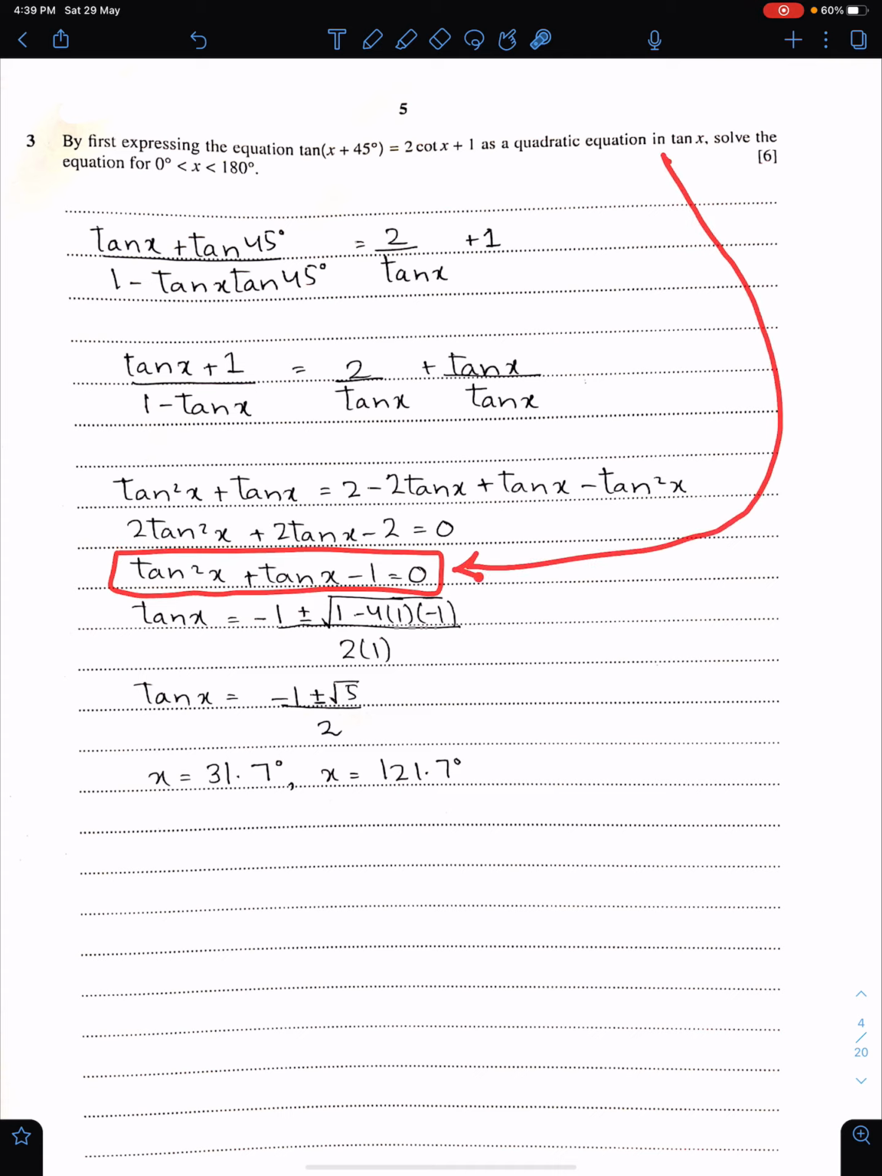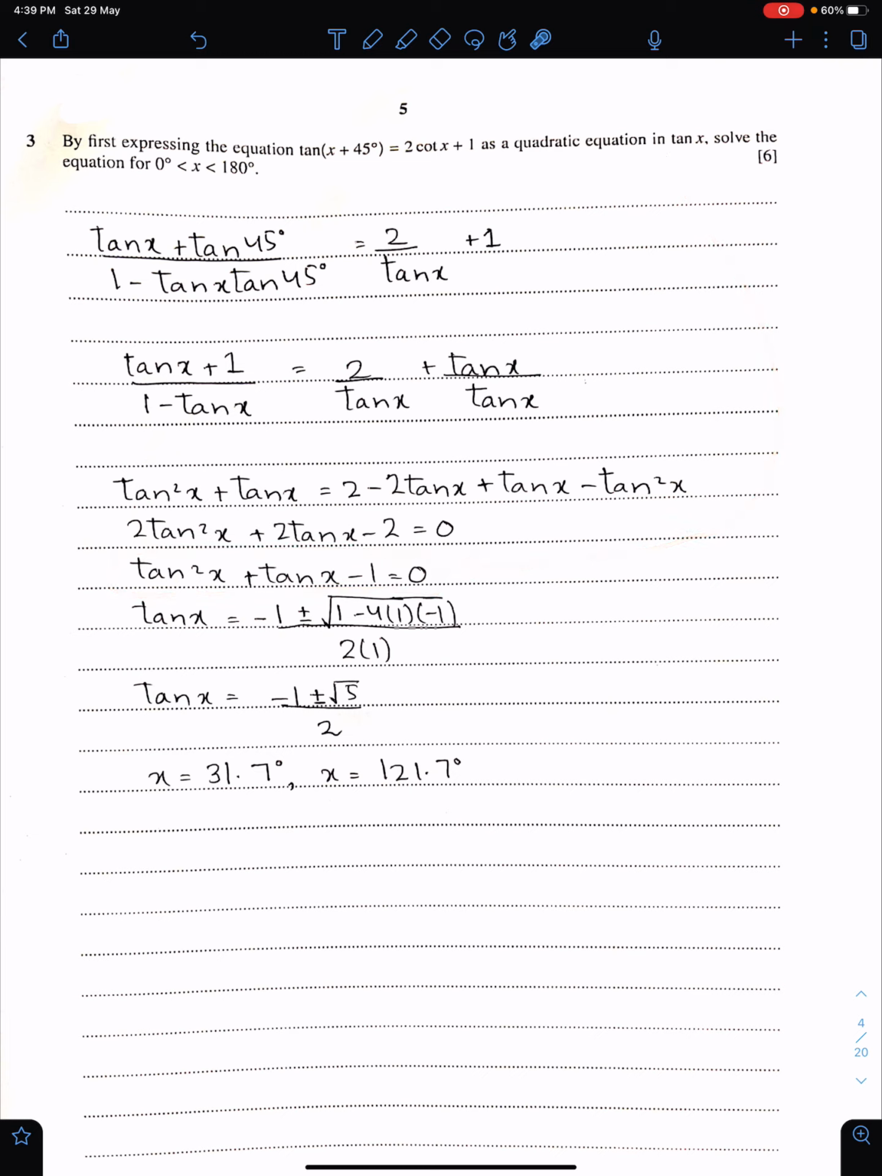By using quadratic formula, we can have two values of tan x, one with plus sign and one with negative sign. When tan is positive, it must be in first quadrant only because of this domain. When tan is negative, it must be in second quadrant. So when tan is positive, the answer is 31.7. And when tan is negative, the answer is 121.7. Make sure you give your answer up to one decimal place.